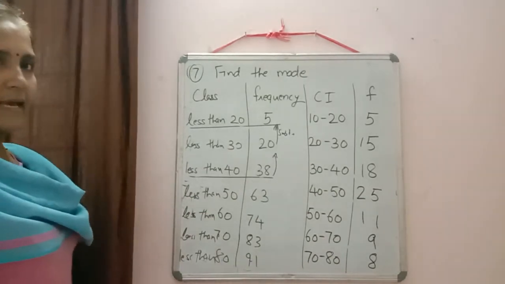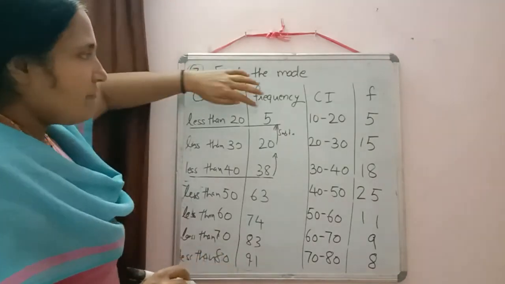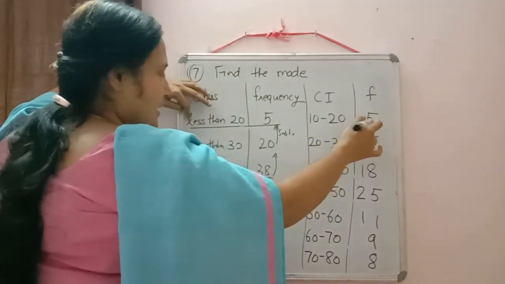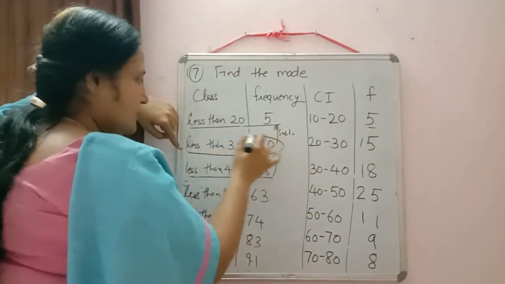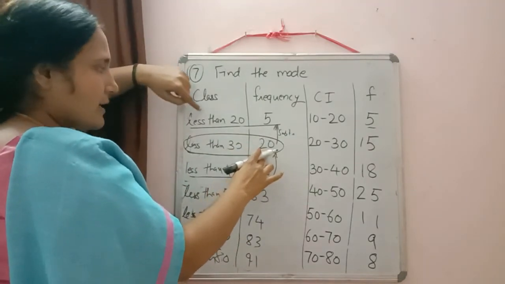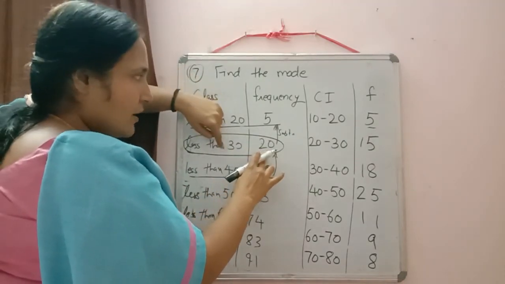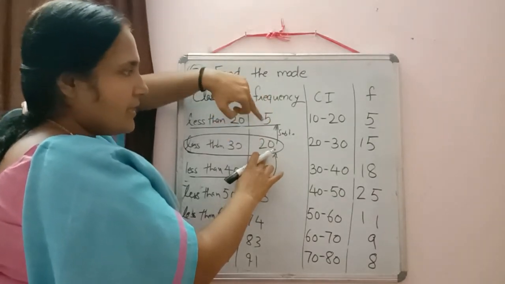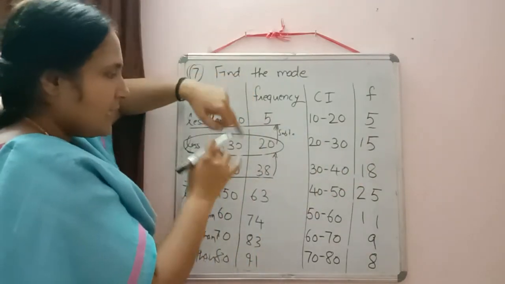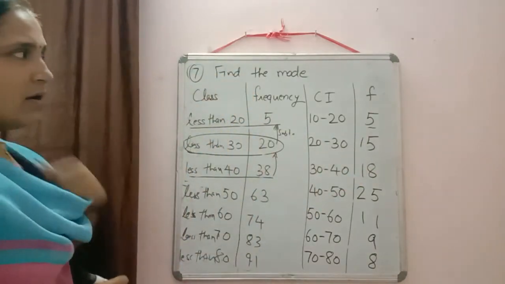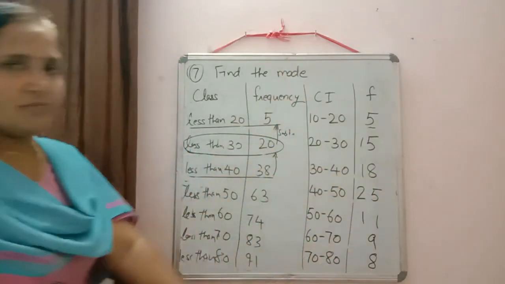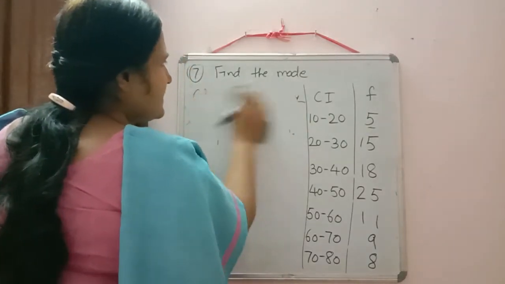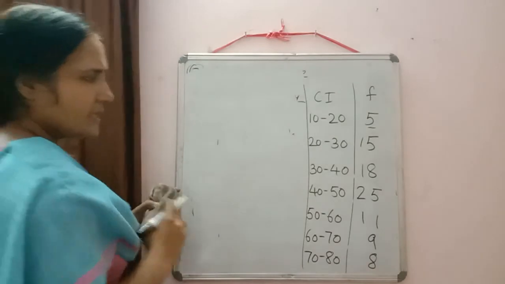So once again I am saying how we did this one. Total 5 students are there whose marks is less than 20. So that we have written here. 20 students are there whose marks is less than 30. But out of that, 5 students I have taken in this group only. So remaining, 20 minus 5, 15. In the same way we did the subtraction for all. So this is the class interval which we have now. So now here you can check, what is the maximum frequency? Yes, maximum frequency is 25.